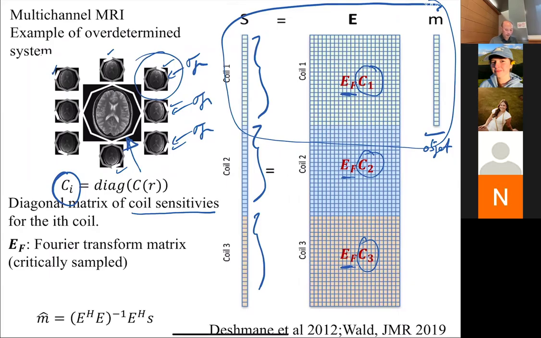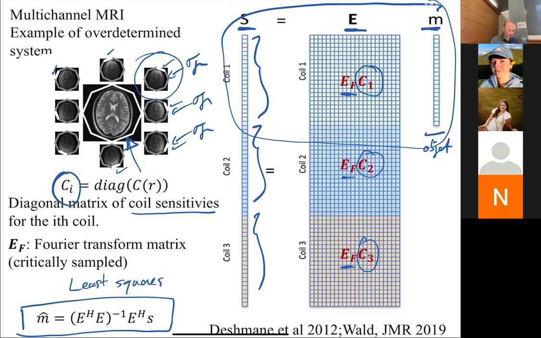Okay. So it turns out this is just S equals E times M. It's an overdetermined equation. And when you have that, you can do what's called the least squares solution, which is what you looked at in your homework. Okay.